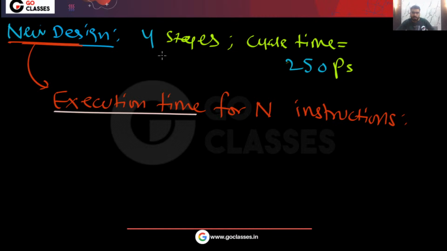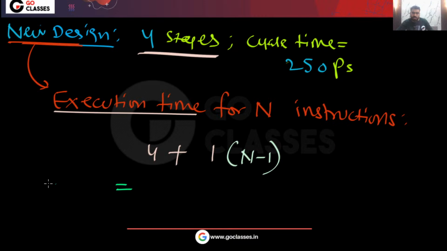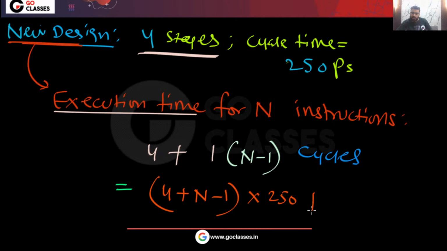If you have a total of n instructions in your program, what will be the execution time? Very simple. Again, you have 4 stages. The first instruction will go through every stage, so the first instruction will take 4 cycles to complete. But after that, in every cycle, one instruction will be completed. The remaining instructions take 1 cycle each. So you can easily see the execution time: these many cycles, and the cycle time given to you is 250 picoseconds. So here you have 4 plus n minus 1, multiplied by 250 picosecond. This will be the execution time.